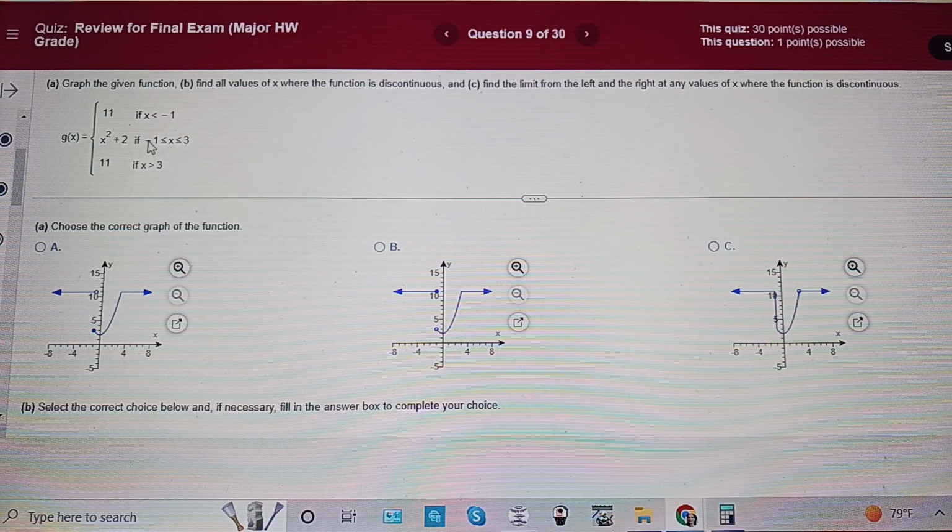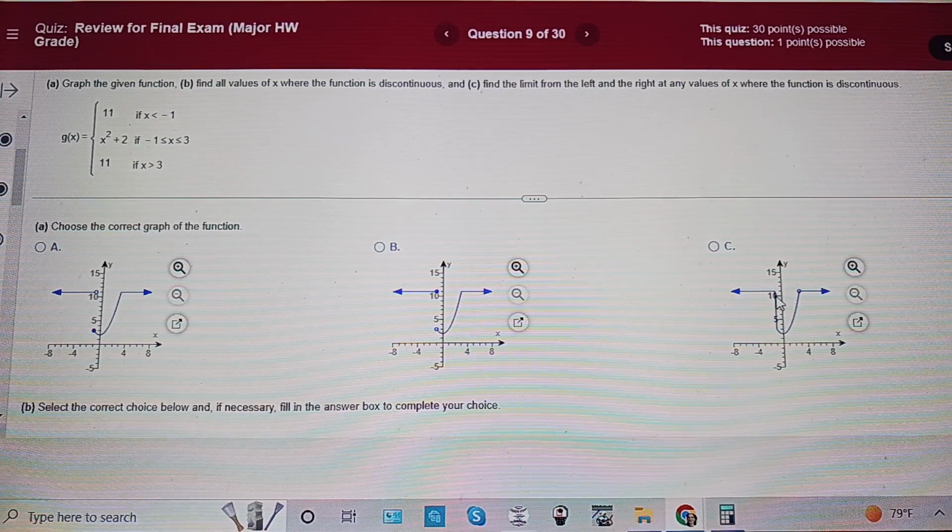So -1 squared is +1. +1 plus 2 is 3. So it's definitely not this graph. It's down here at 3. And there is a line under that, so that is a closed circle there. When I plug 3 in, though, 3 squared is 9. 9 plus 2 is 11. So there should be a closed circle right here. And then this piece has an open circle. But when an open circle lands on a closed circle, then it just connects up like this, and we don't put any circles. So this graph C is wrong for two reasons.